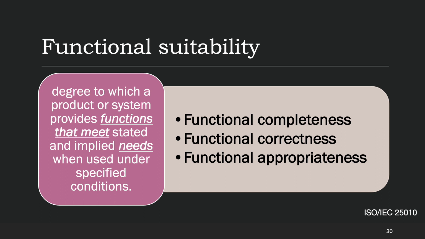Functional completeness is the degree to which a set of functions actually cover all the specified tasks and user objectives. When it comes to correctness, this is the degree to which a system provides the correct results. And finally, functional appropriateness refers to the ability of the functions to facilitate reaching the specified objectives.